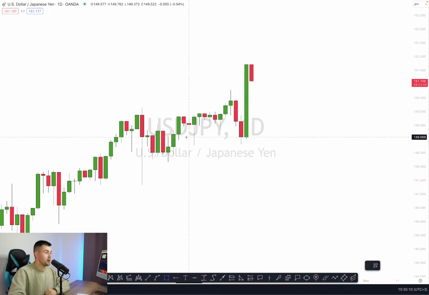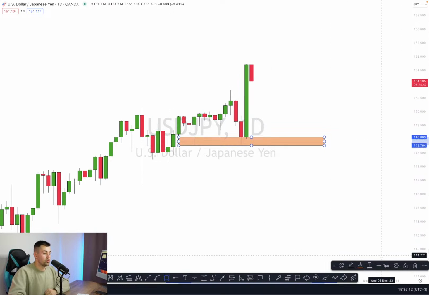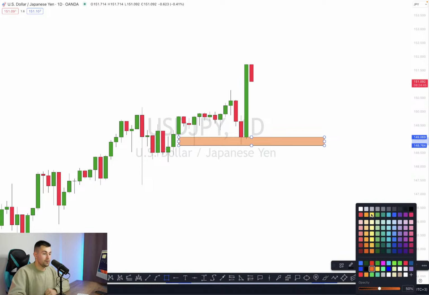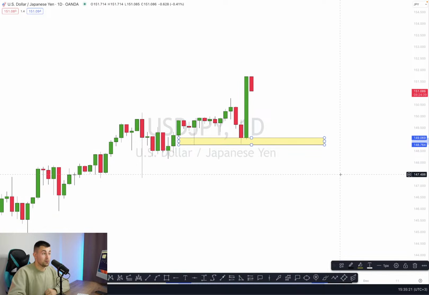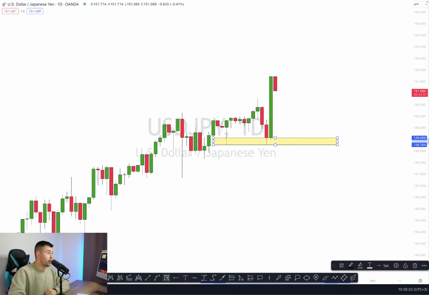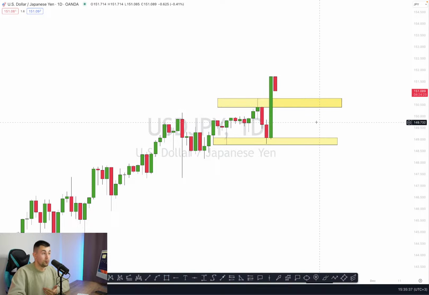And the price perfectly respected that horizontal support. You can see that here we got a very strong horizontal zone of demand that was perfectly respected, and from that bullish movement initiated. Then what we can also spot here in dollar yen is that the price successfully violated that resistance. We had a strong horizontal resistance here, and that resistance was broken. And of course, after the breakout, that resistance turned into a very strong support.